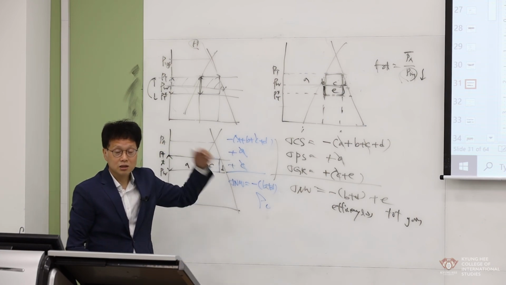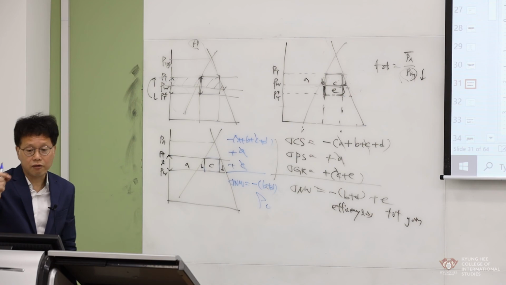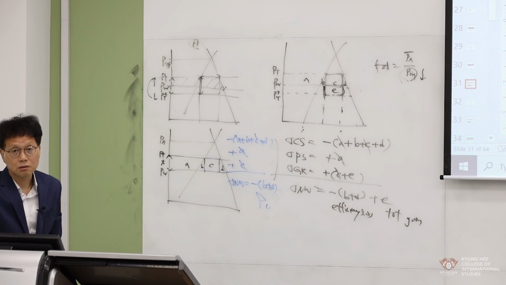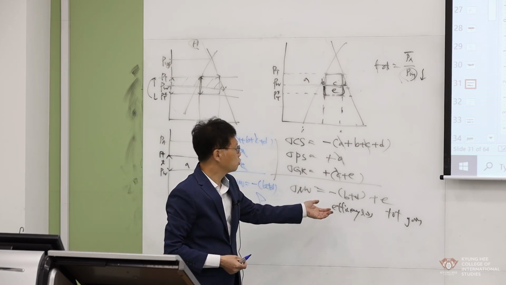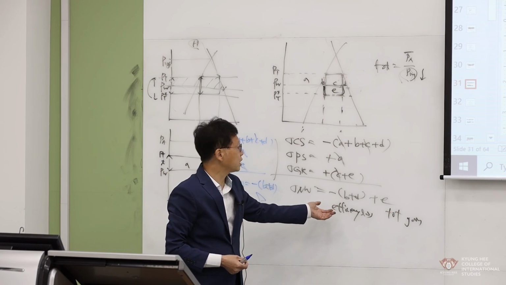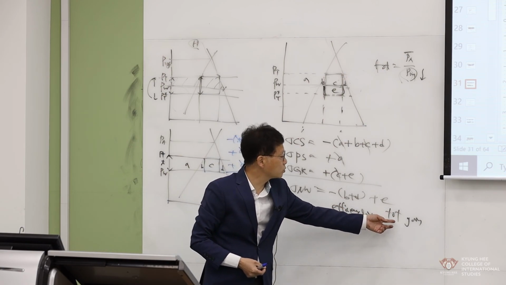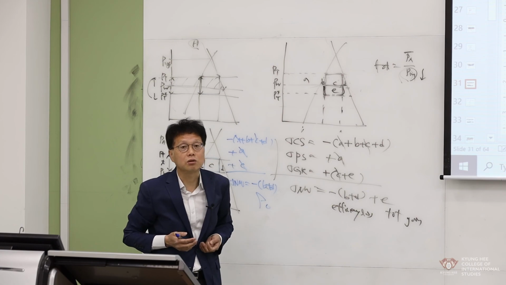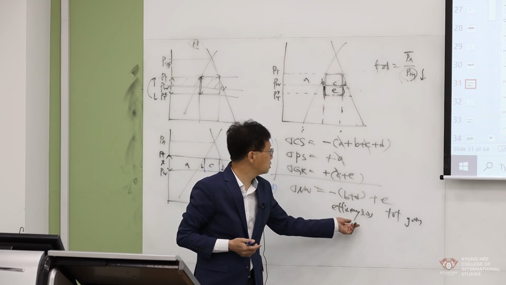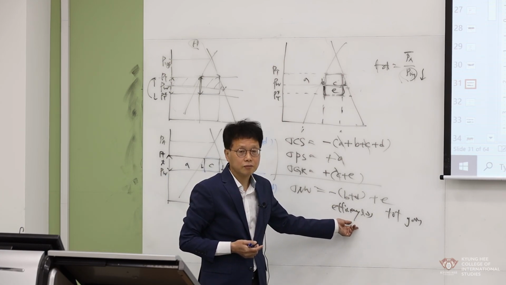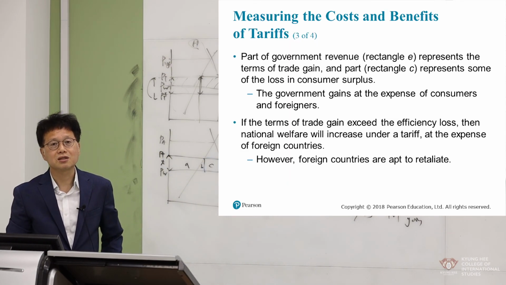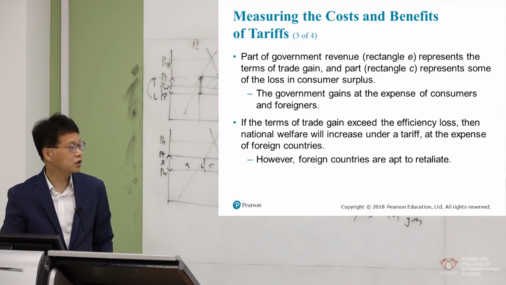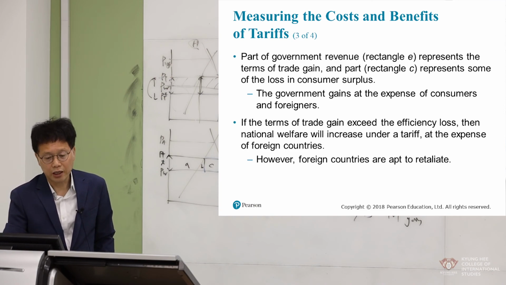Can you understand? When a small country imposes a tariff, national welfare decreases. But when a large country imposes a tariff, usually this is negative, but sometimes positive, when the terms of trade gain is greater than the efficiency loss. But this is also not so sustainable because of foreign countries' similar measures, the introduction of tariffs on other goods. Okay?